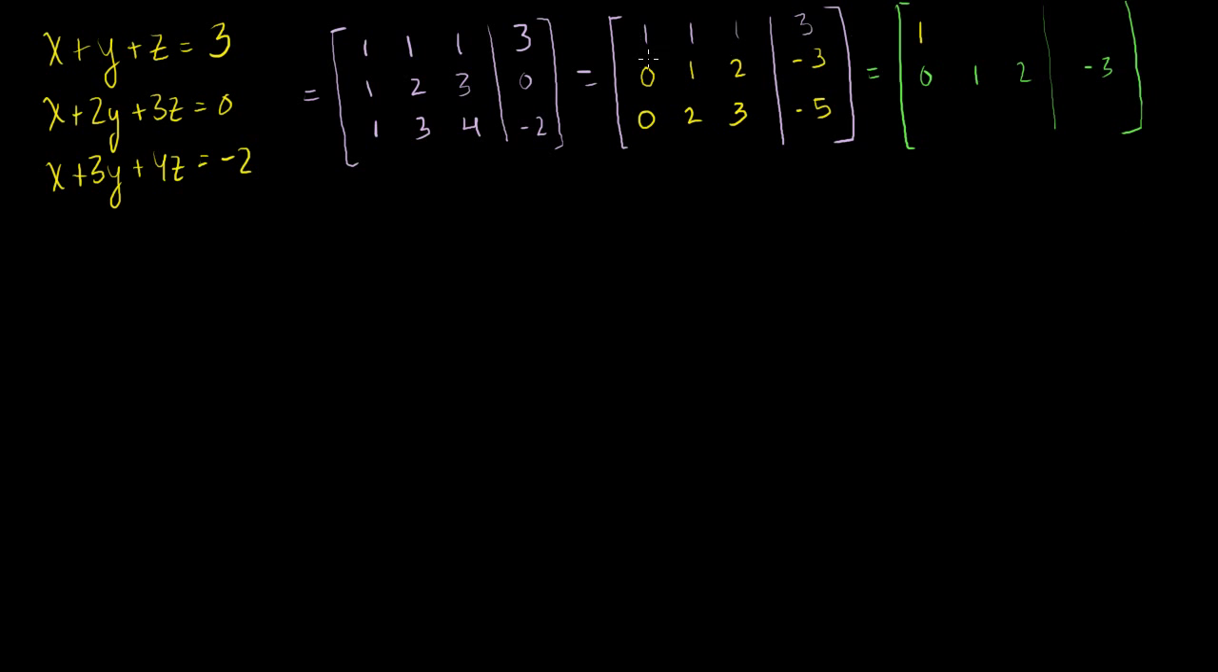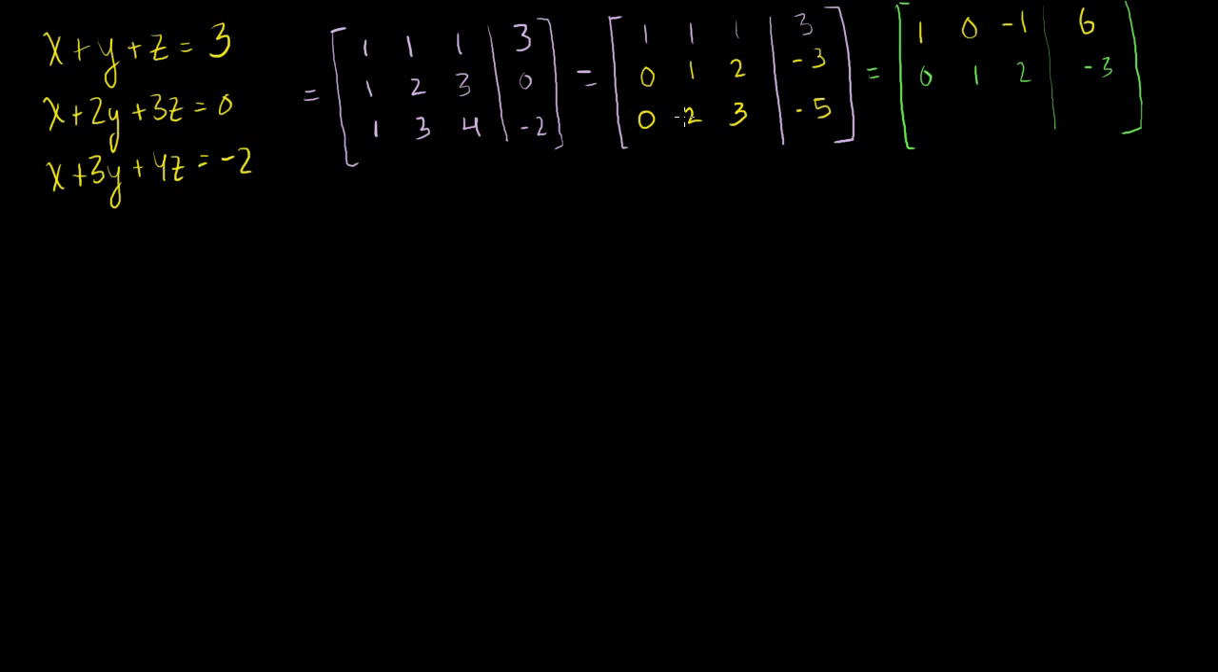So where was I? I'm replacing the first row with the first row minus the second row. So 1 minus 0 is 1. 1 minus 1 is 0. 1 minus 2 is minus 1. And then 3 minus minus 3 is 3 plus 3, so that's equal to 6. Right? 1 minus 0 is 1, 1 minus 1 is 0, negative 1, and then 3 minus negative 3 is 6. I always want to make sure I don't make a careless mistake.